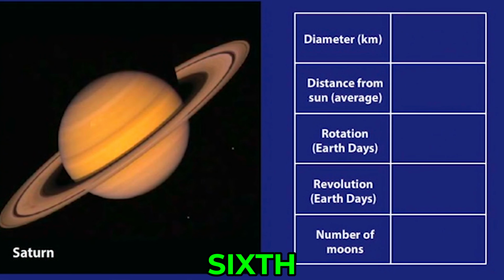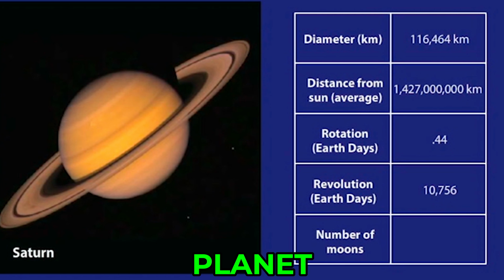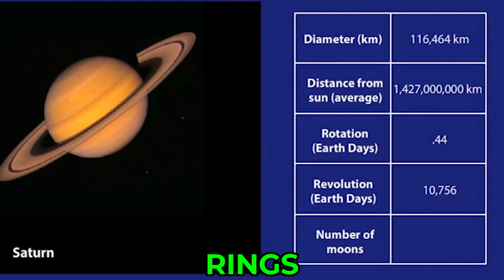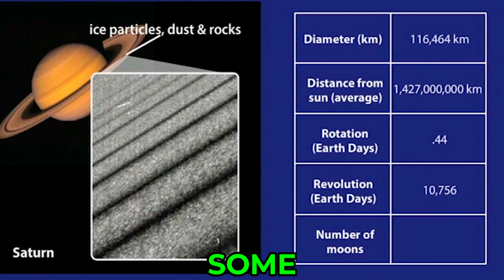Saturn, the sixth planet from the Sun, is the second largest planet in the solar system. Winds can blow as fast as 1,800 kilometers per hour on this planet. Saturn's rings are primarily composed of ice particles with some dust and rock particles mixed in. There are 62 known moons that orbit Saturn.